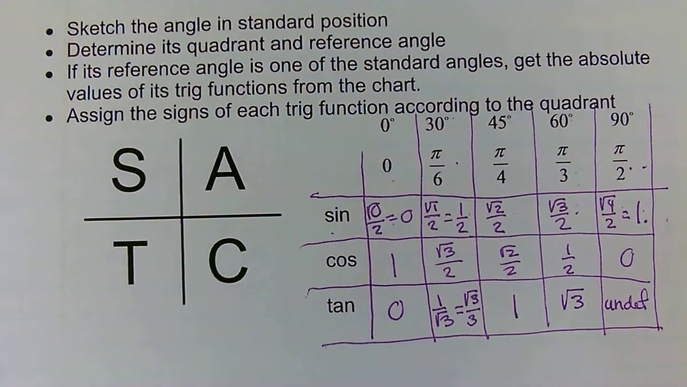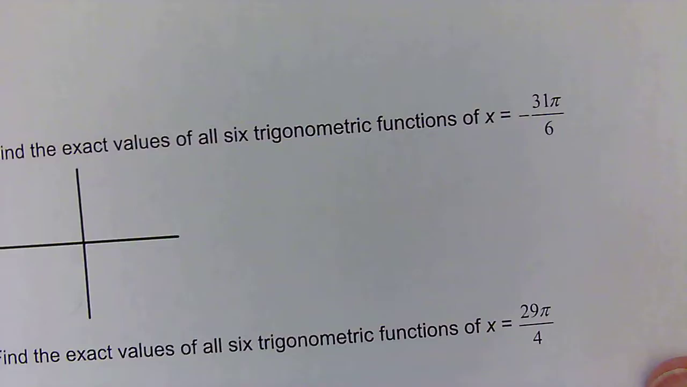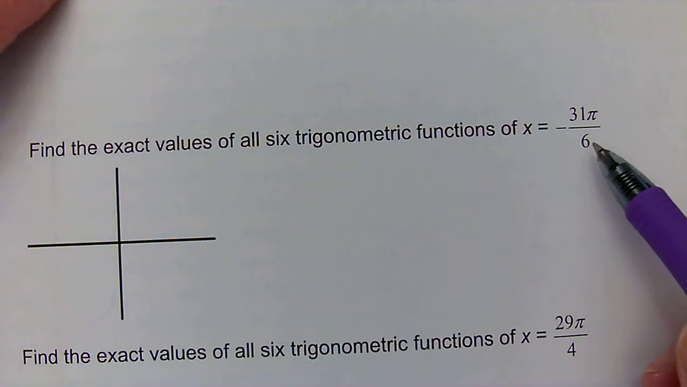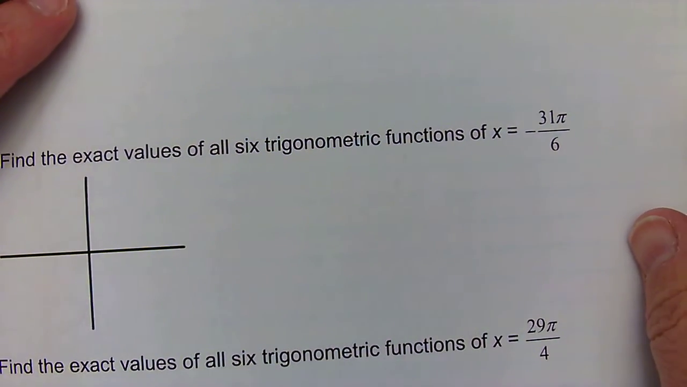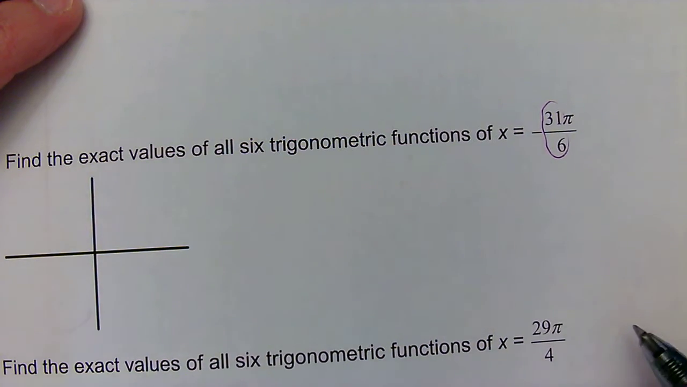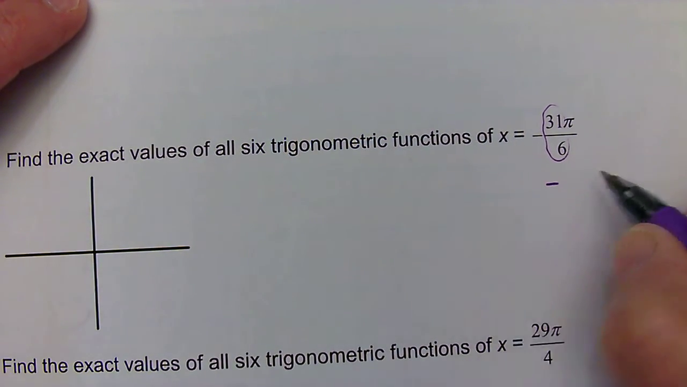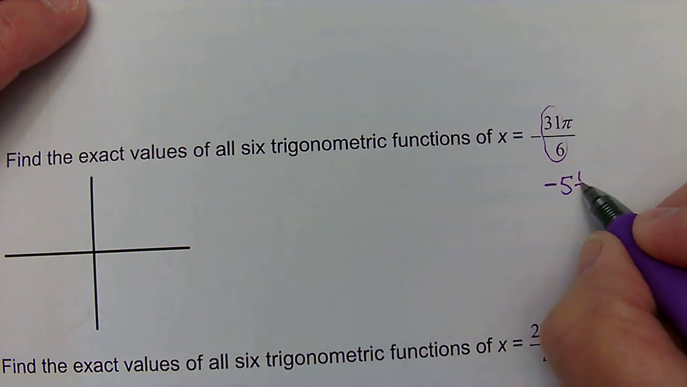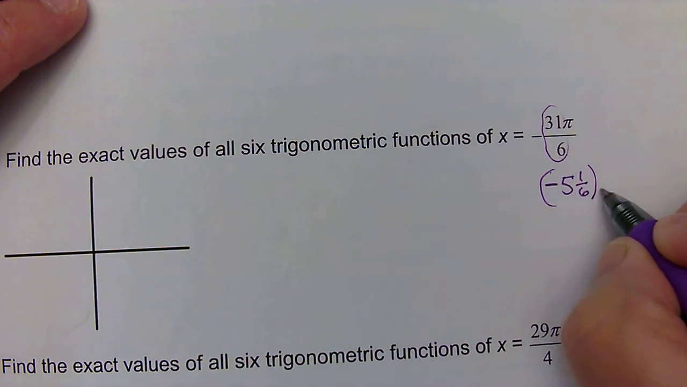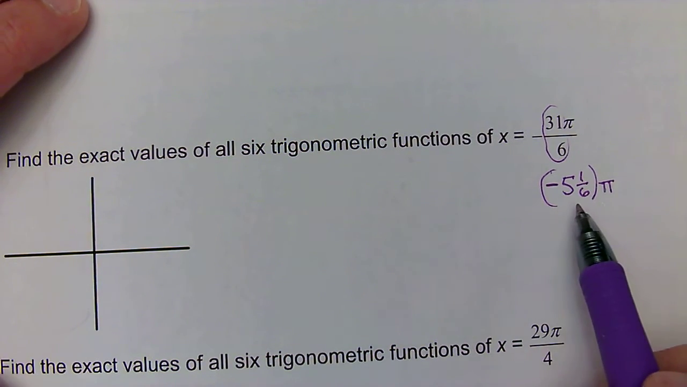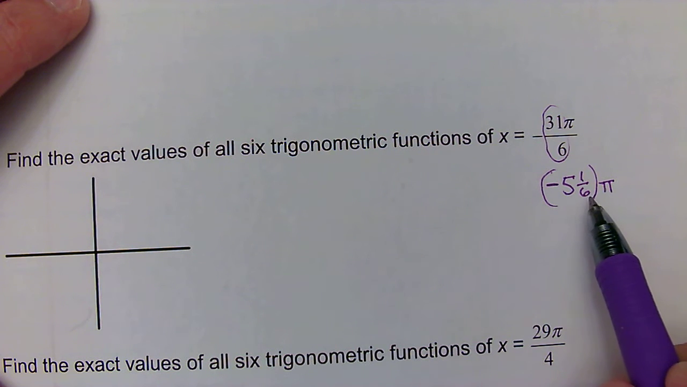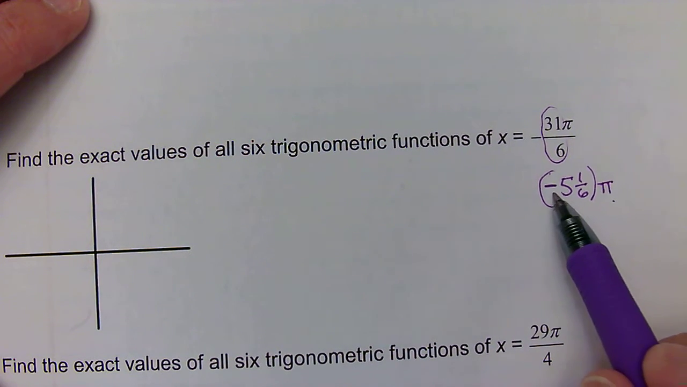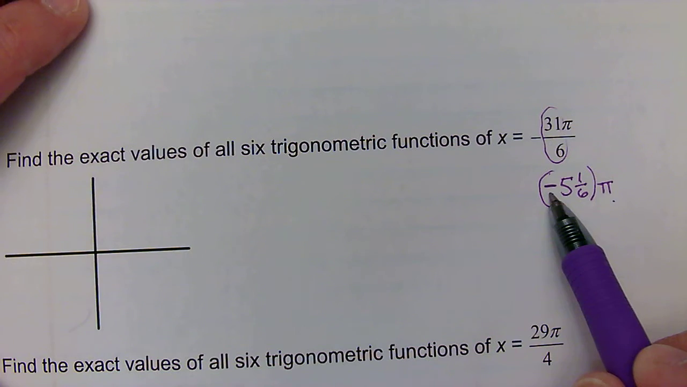So now, if I want to find the exact value of the 6 trig functions of a particular angle, like this one, for example, this is known as negative 31 pi over 6. So the first thing I'm going to do is I'm going to reduce 31 pi over 6 to a mixed number. It's still negative. 6 goes into 31 5 times, with a remainder of 1 put over the 6th, and that's multiplied by pi. So that means I'm going to go 5 1/6 times halfway around, because pi is halfway around, in the negative direction. So that means I have to go clockwise.